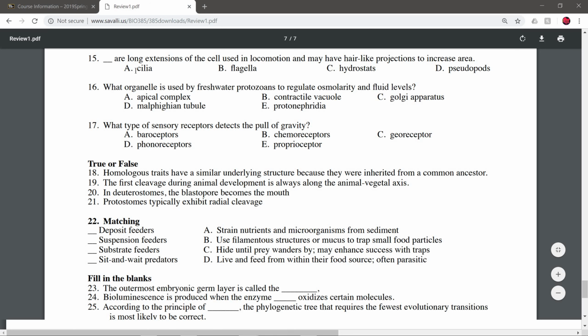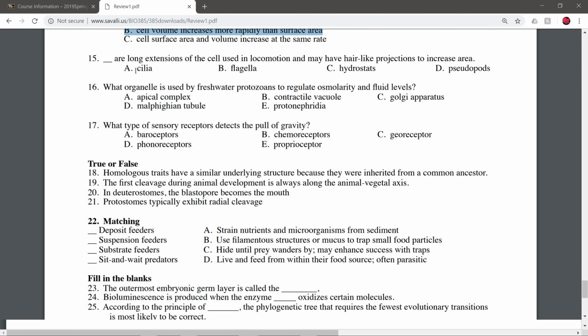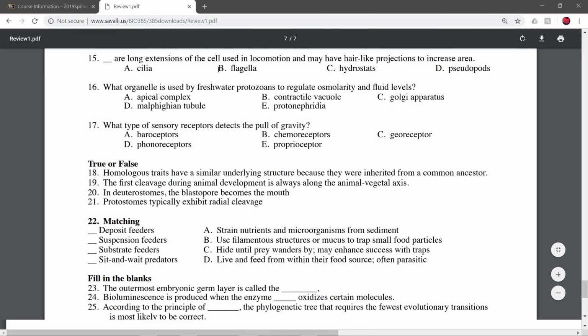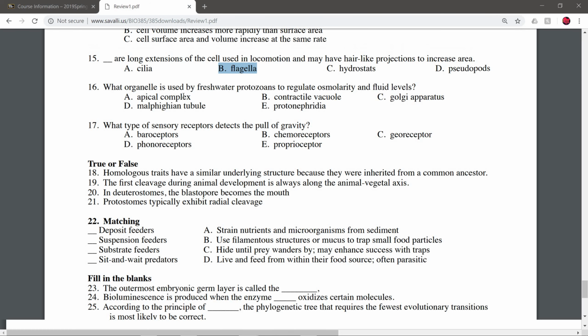All right, 15. Blank are long extensions of the cell used in locomotion and may have hair-like projections to increase area. How many say A, cilia, B, flagella, C, hydrostats, or D, pseudopods? All right, correct answer is flagella. The keys here are long extensions of the cell and hair-like projections, which are found in, not all, but some flagella. So that kind of helps distinguish them from cilia.